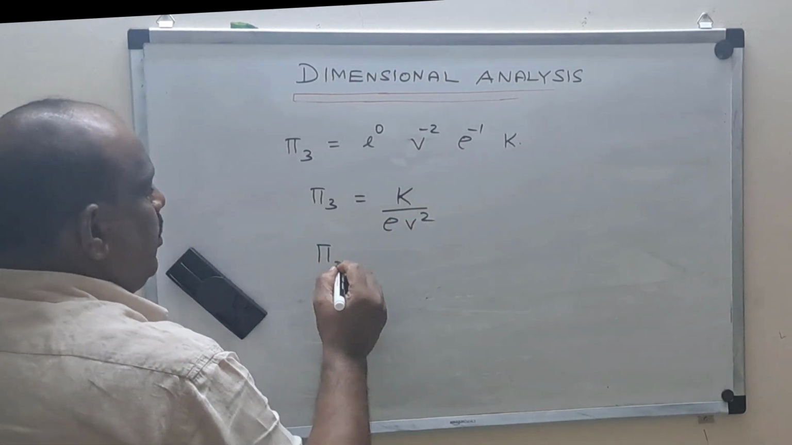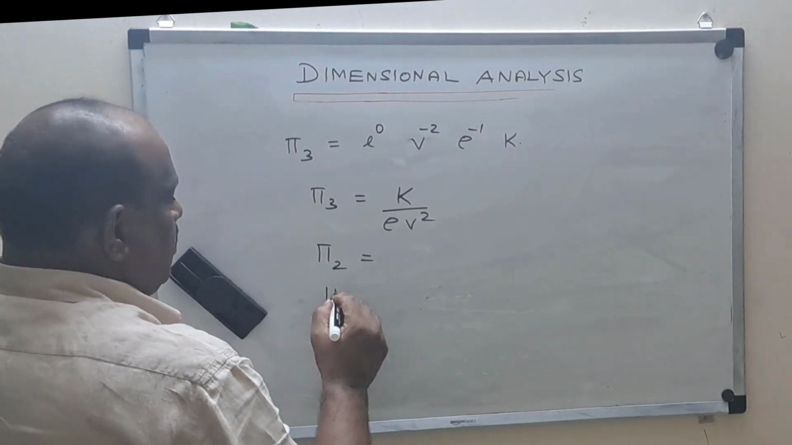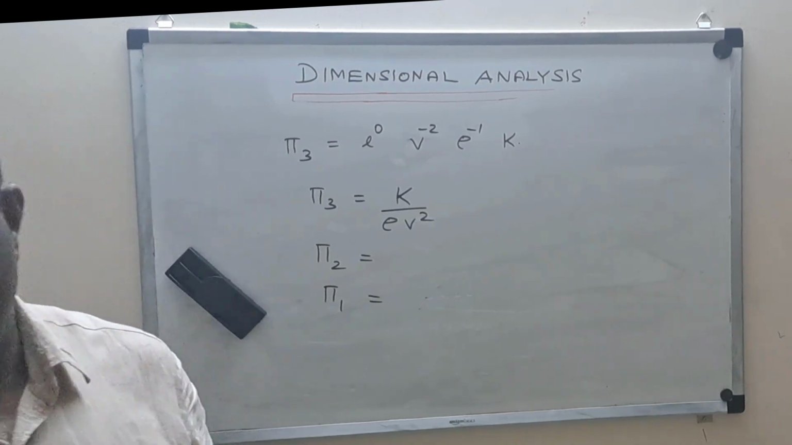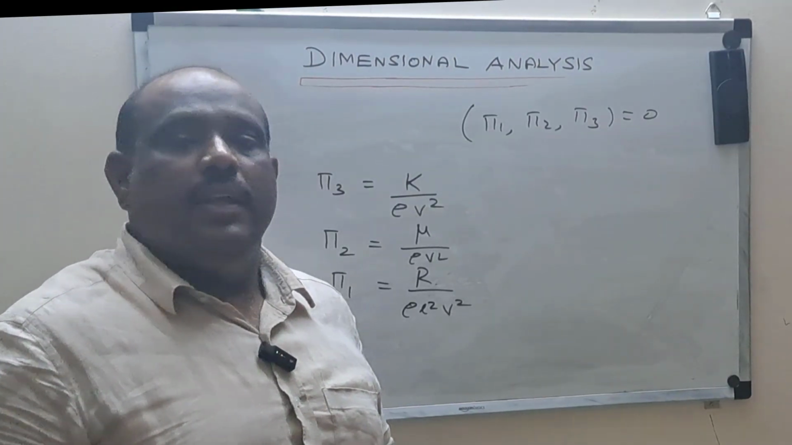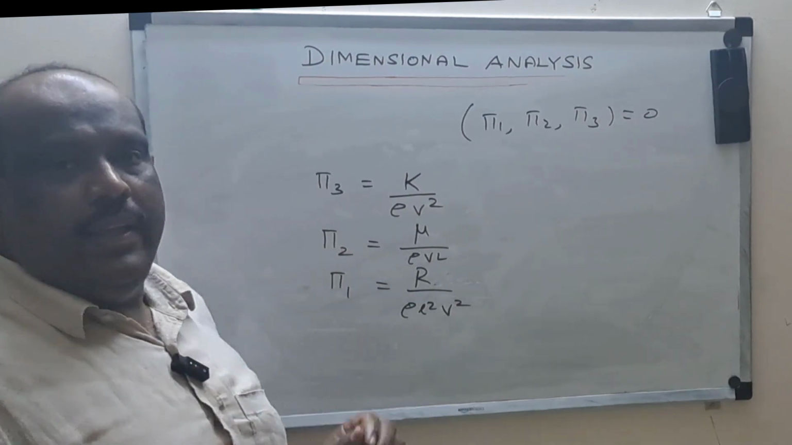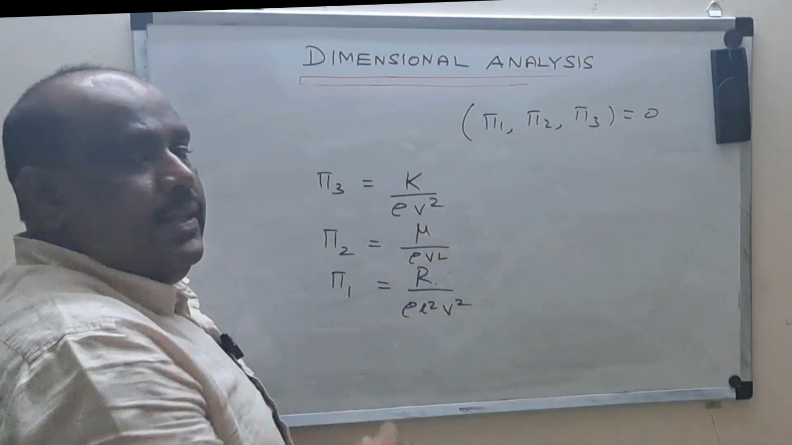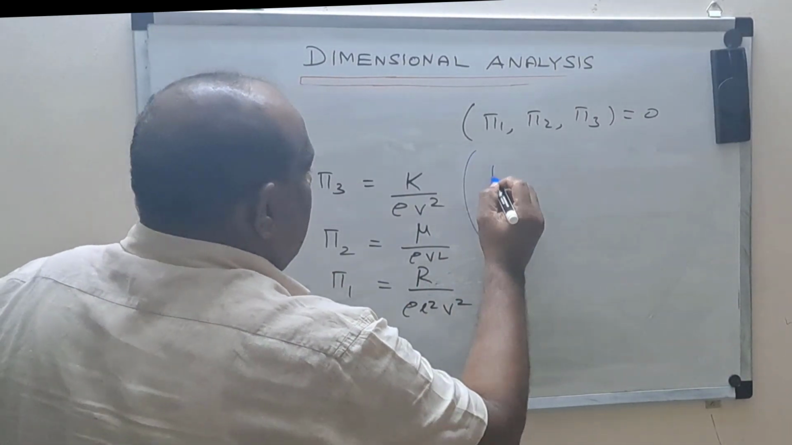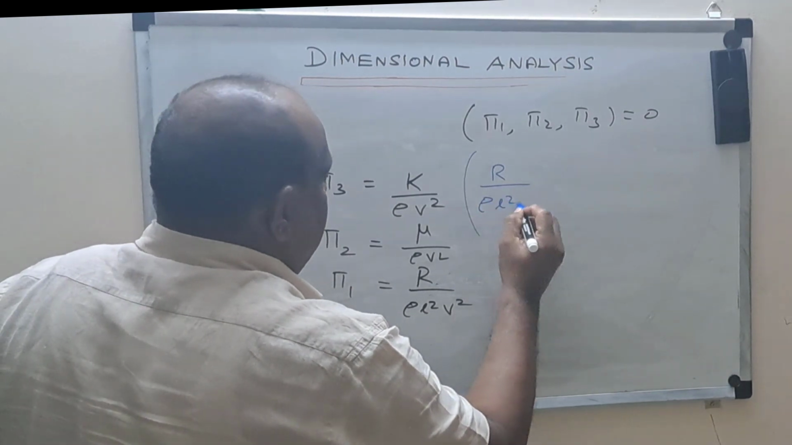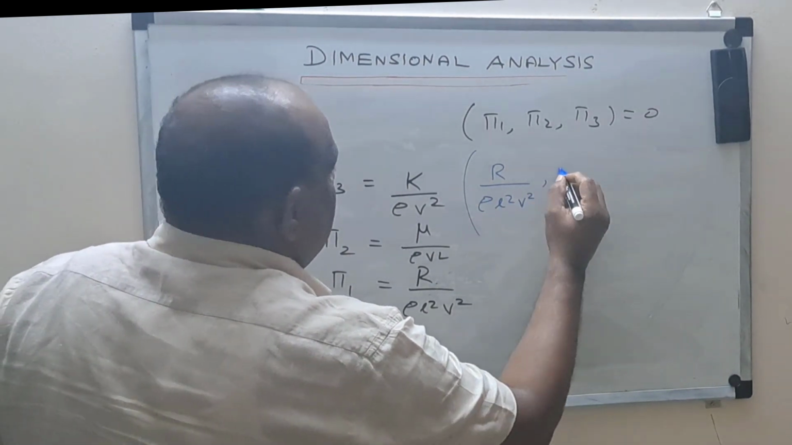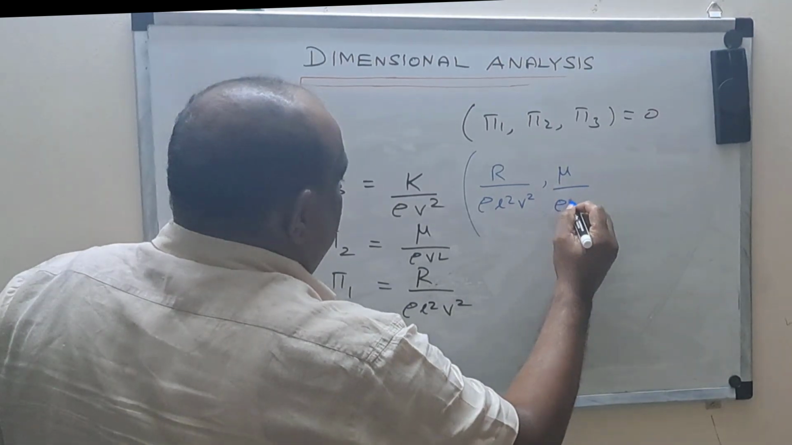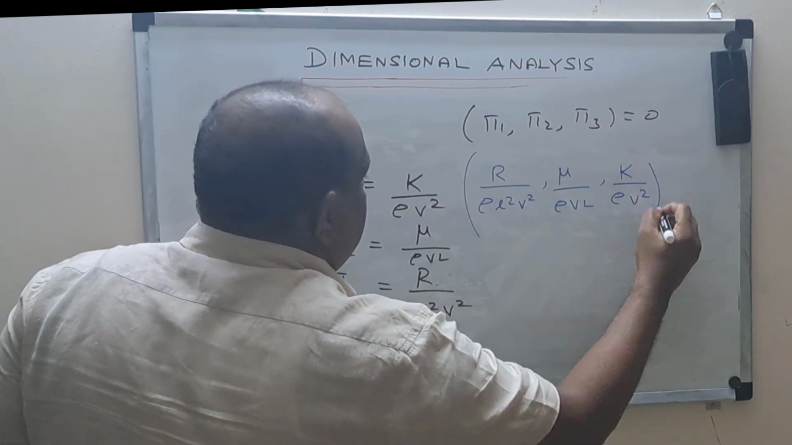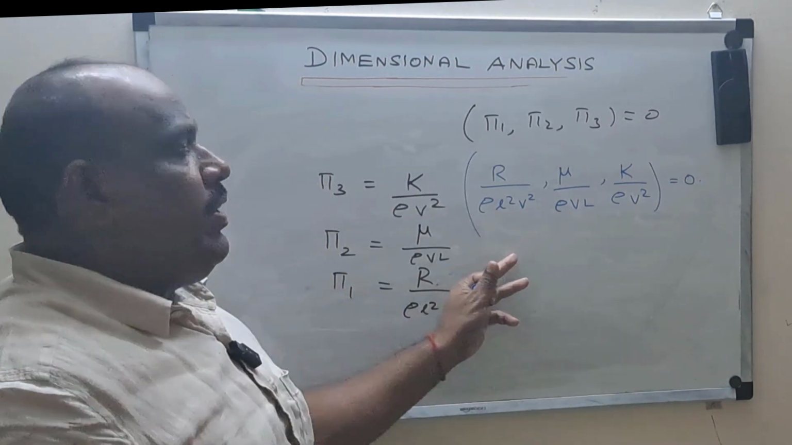Because we have already derived pi 1 and pi 2, we will continue further. Let us continue with the session. We got the value of pi 1, pi 2, pi 3. But the solution is like this: pi 1, pi 2, pi 3 equal to 0. Which means R by rho L squared V squared, comma, mu by rho VL, comma, K by rho V squared is equal to 0. So this is the final solution.